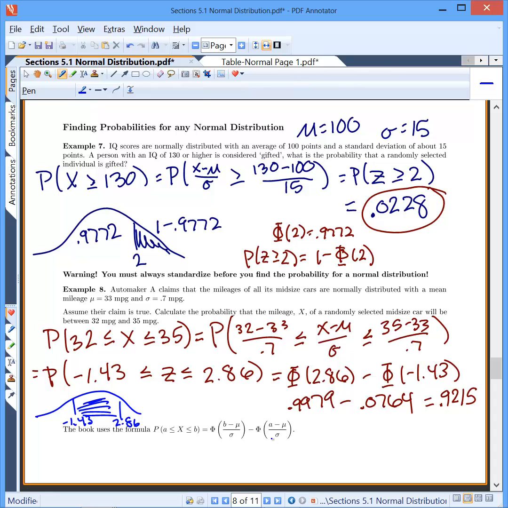Okay. Notice what we did in this problem follows this formula from the book, but we didn't have to memorize a formula that looks fairly technical. My b minus mu over sigma, that was my 35 minus 33 over 0.7, which gave me my 2.86, so we had phi of 2.86 minus phi of a minus mu over sigma, so 32 minus 33 over 0.7.